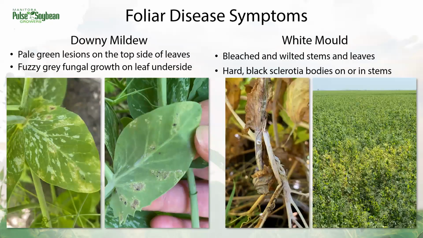Less frequent foliar diseases that we'll see in peas are downy mildew and white mold. With downy mildew, on the top of the leaf you'll have pale green spots, and when you flip that leaf over, you might find fuzzy gray fungal growths on the bottom side of the leaf. For white mold, very similar to other broadleaf crops, you'll find pale, wilted patches of the crop with hard black sclerotia bodies on the stems. White mold isn't as prevalent in peas as it is with other broadleaf crops, since there's generally less leaf material with the semi-leafless pea varieties we're commonly growing right now.